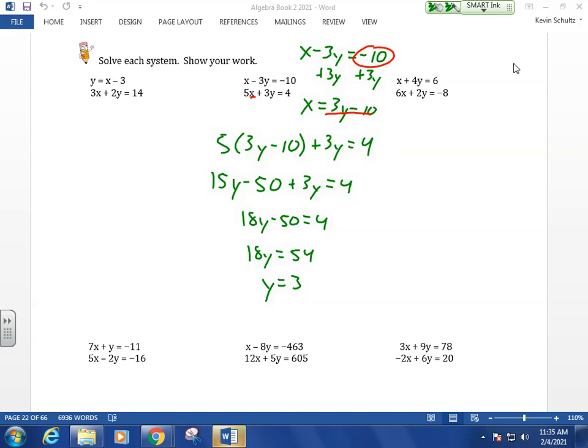We're not done yet with this one though, because y is 3. We still need to solve for x. So we go back to any of the 3 equations that we have up at the top. We have our original 2 or the one that we manipulated. I'm going to go with the one that we manipulated because it already has x by itself. So x equals 3 times y minus 10. Now that we know that y is 3, it's going to be x equals 3 times 3 minus 10, which gives us a negative 1.